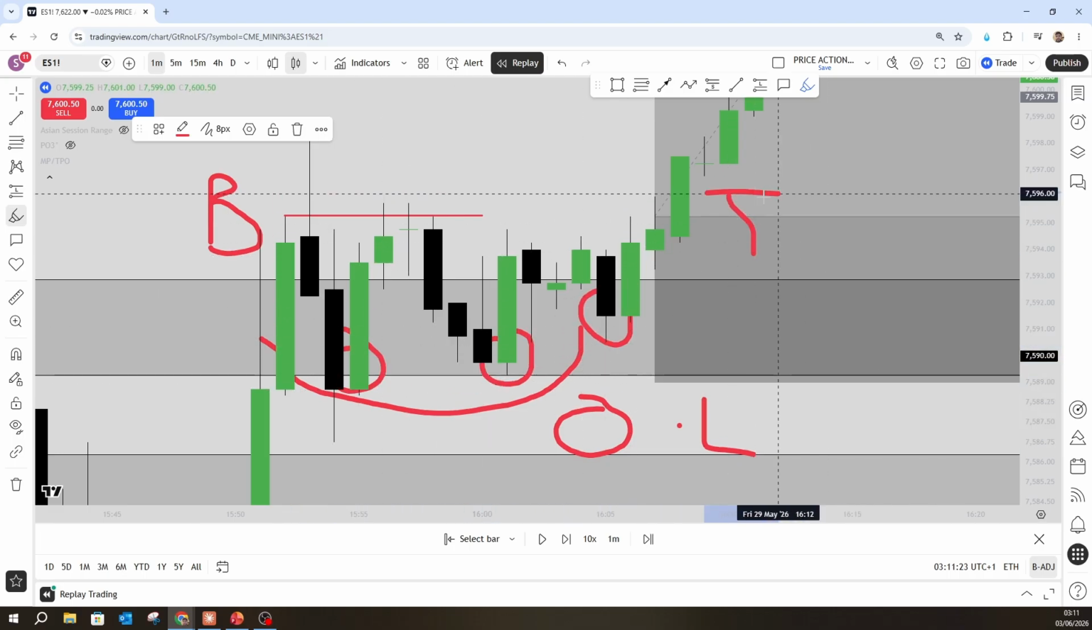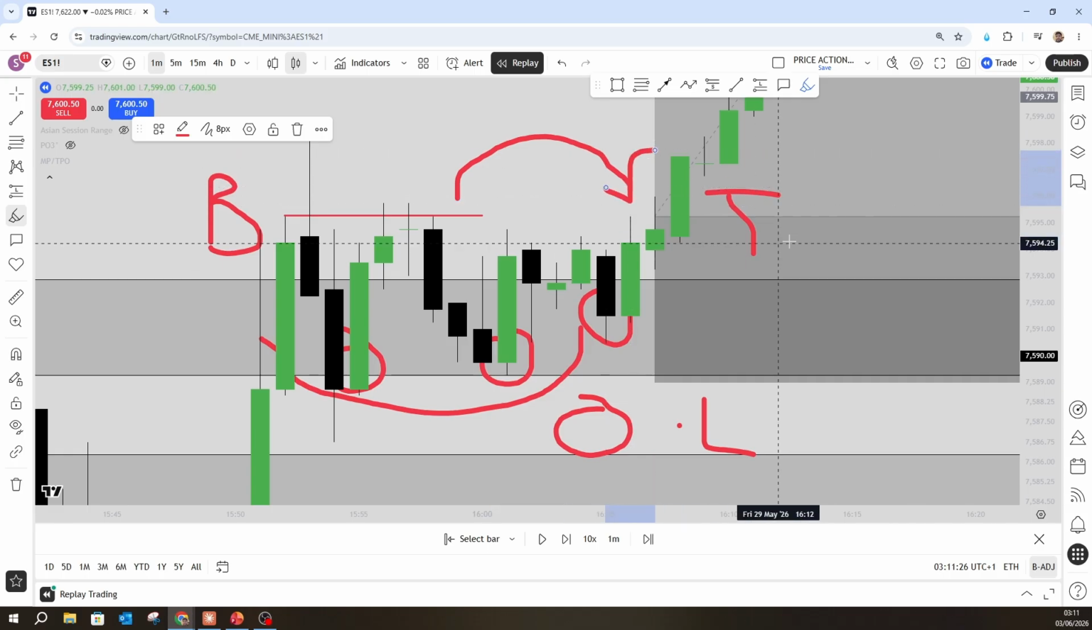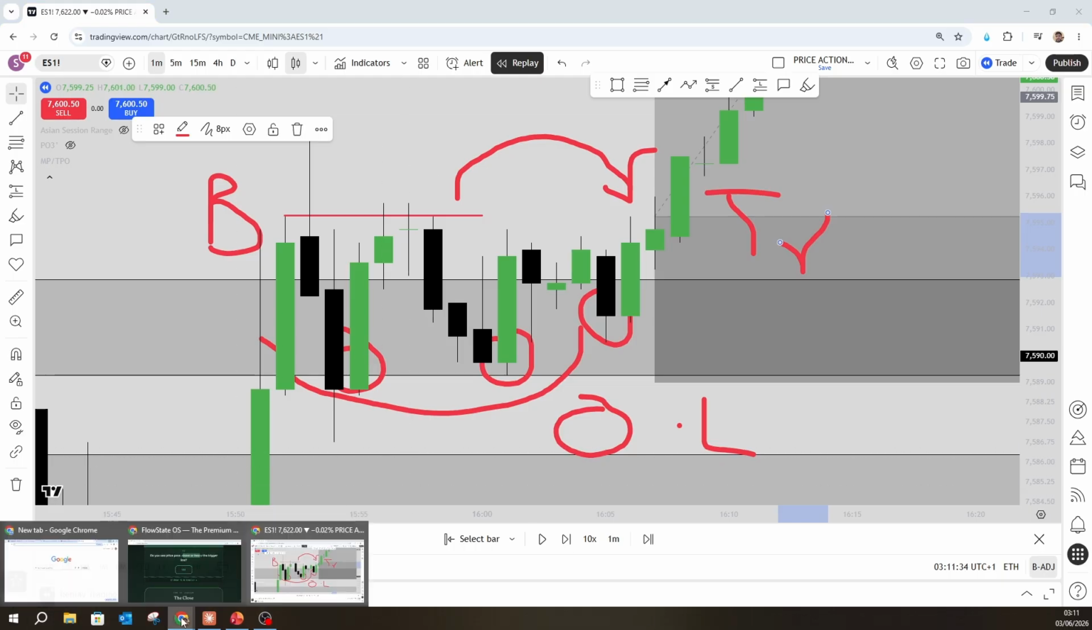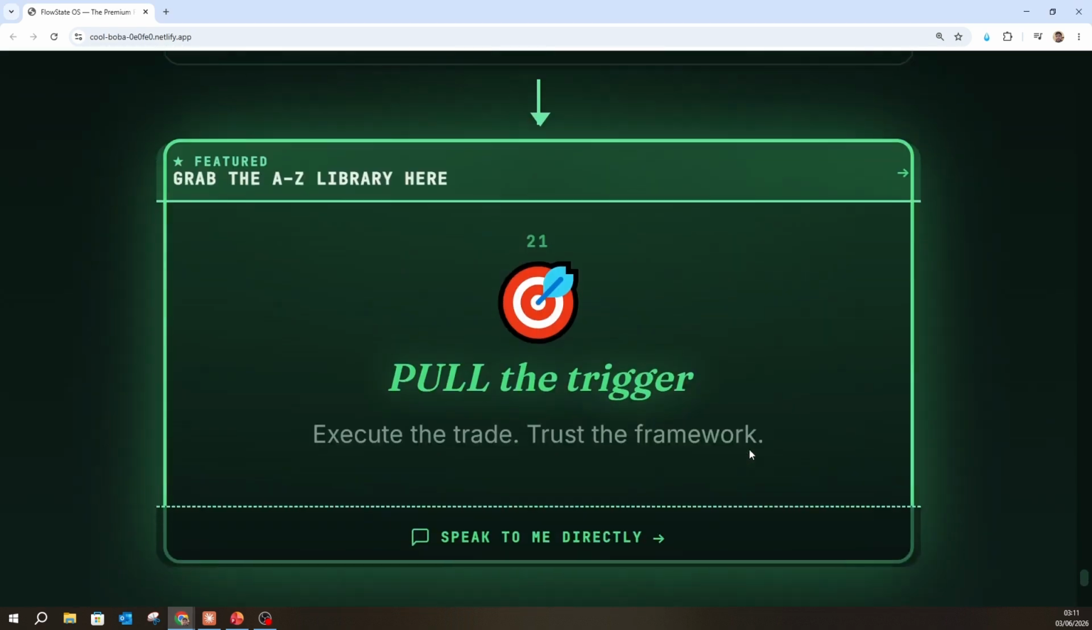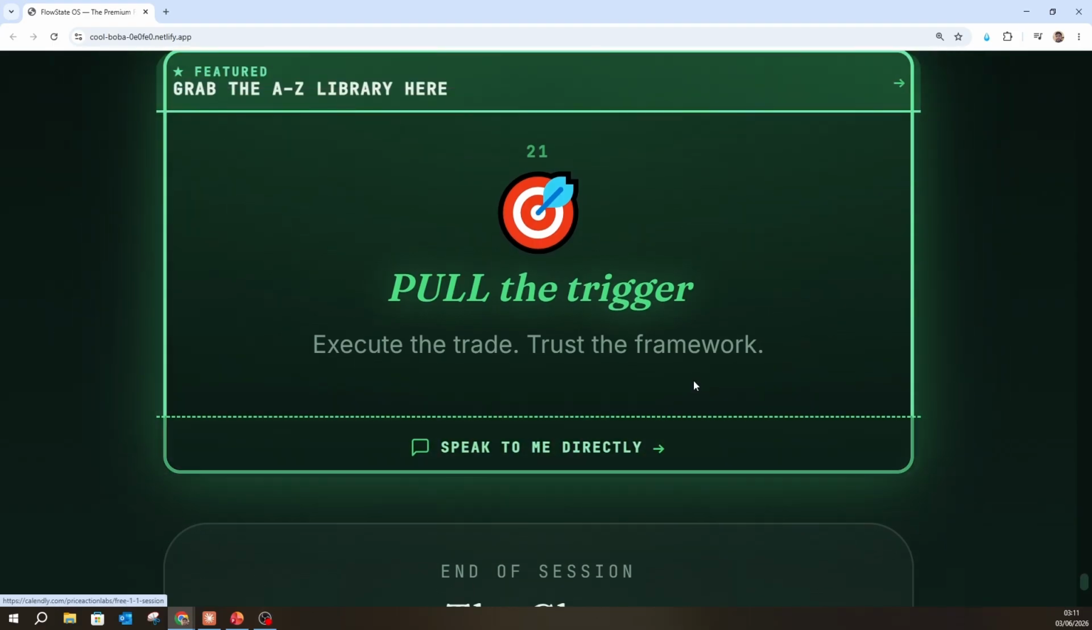And then when price passes the break line, we pull the trigger. And that is the entire entry model using both a mechanical system mixed in with order flow. And that's what the FlowState OS app basically does, right? And once price passes above the trigger line, you then pull the trigger, okay?